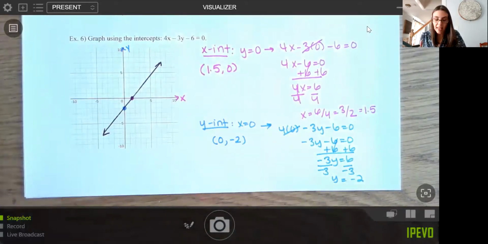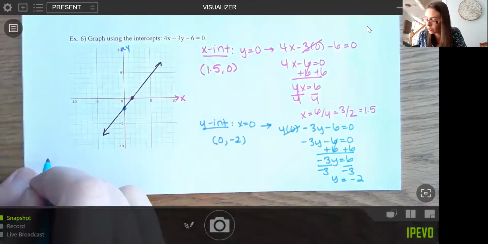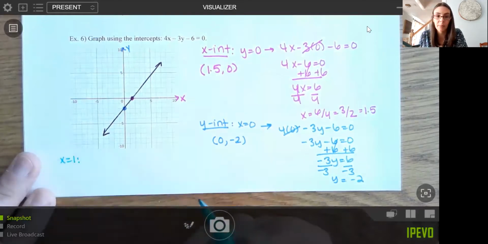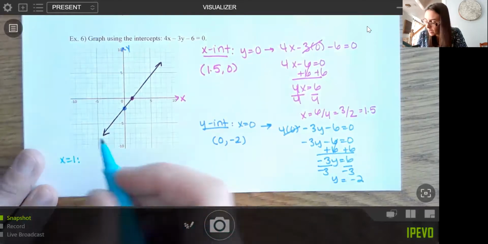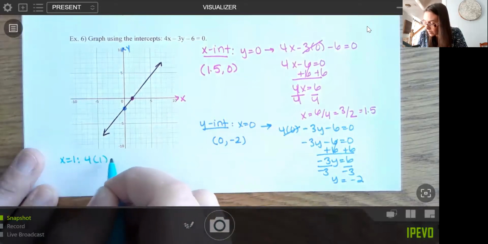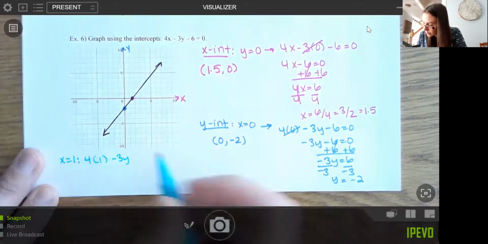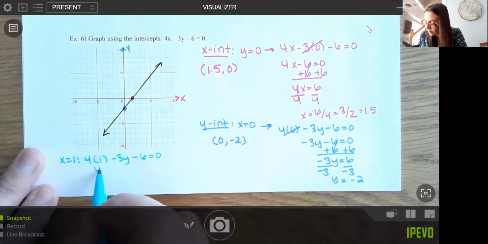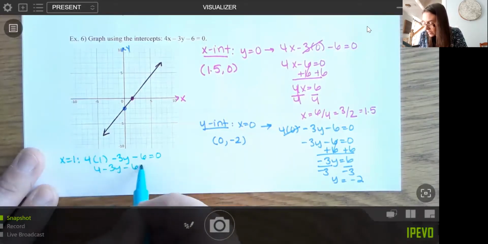Now you can always find extra points. So I'll just do one of those here just to kind of practice a little bit. So let's say you wanted to find an extra point. Then I could pick any value I want. So this goes back to just the plotting points method, like x equals 1. And I'm going to plug that value in and solve. 4 times 1 is 4, minus 3y minus 6 equals 0.